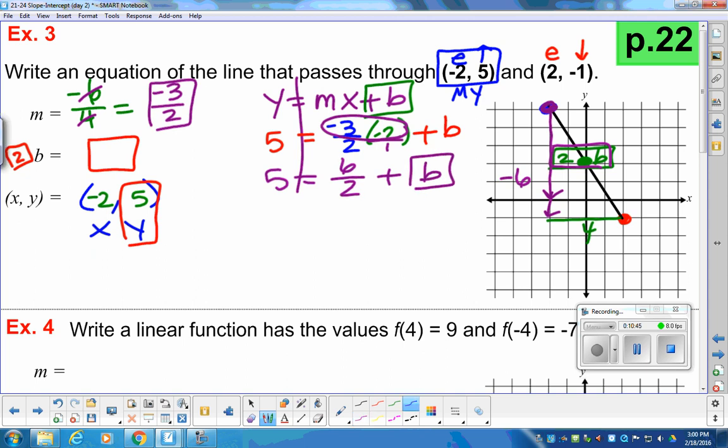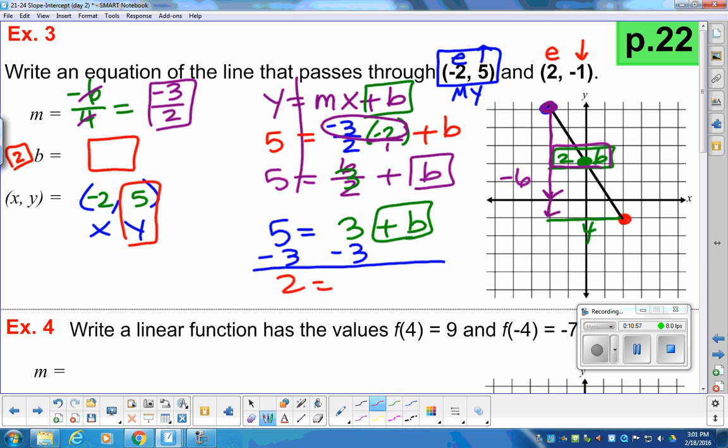Multiply the top of the fractions, multiply the bottom of the fractions. So we have 5 equals 6 divided by 2 is equal to 3 plus b. Hand method kicks in, so we're going to subtract 3, copy, paste. So we get 2 equals b. So our equation work then is y equals, it is that 2 we thought.